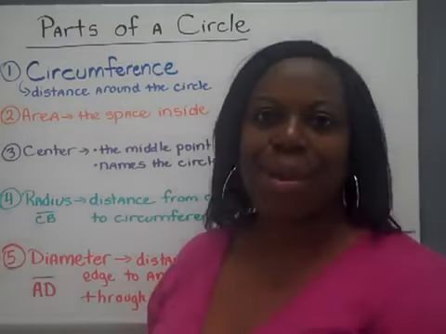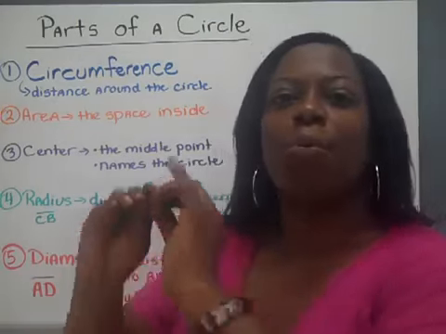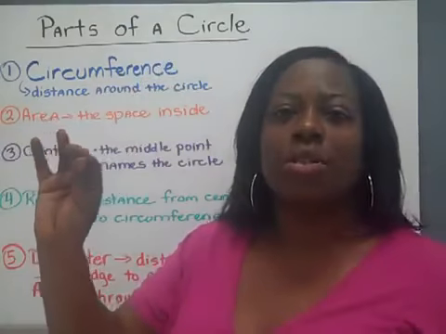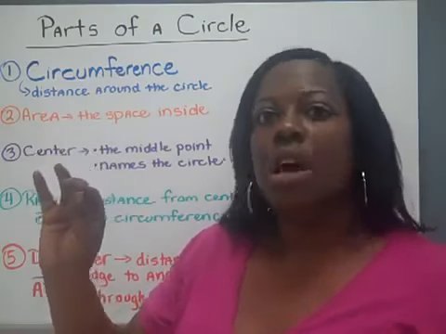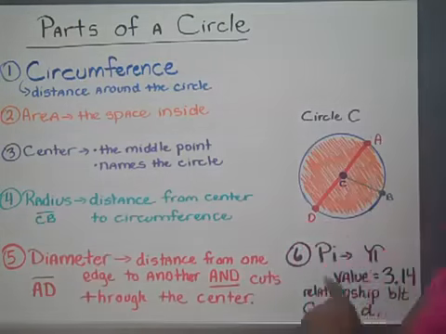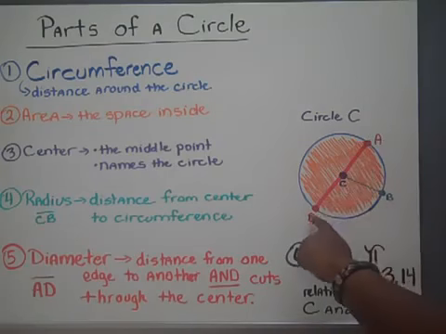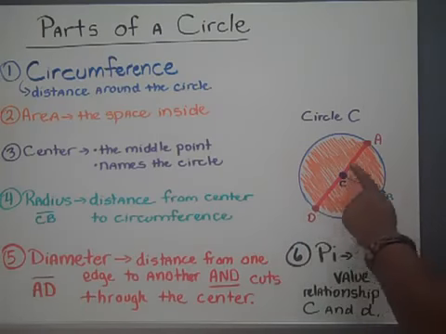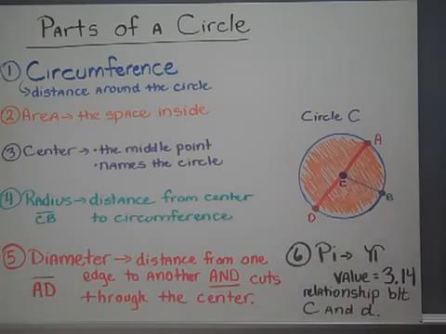Next is the diameter. The diameter is from one edge clean across the center of the circle to the other edge. So basically, it's a line that goes all the way through the circle. It must cross through the center point, though, in order to be the diameter.